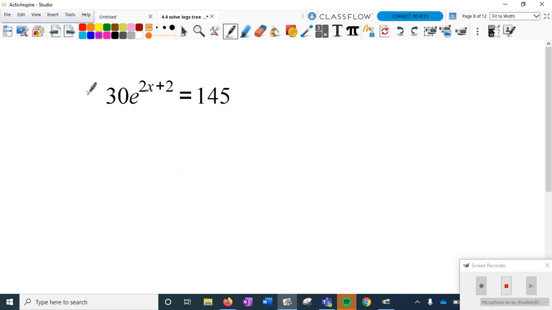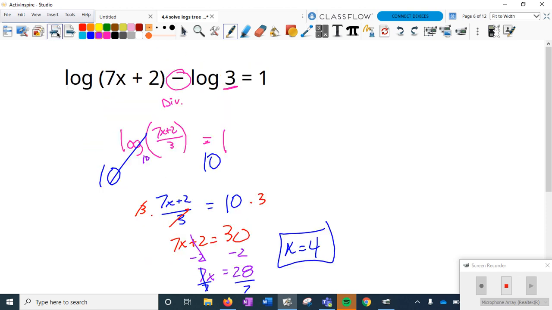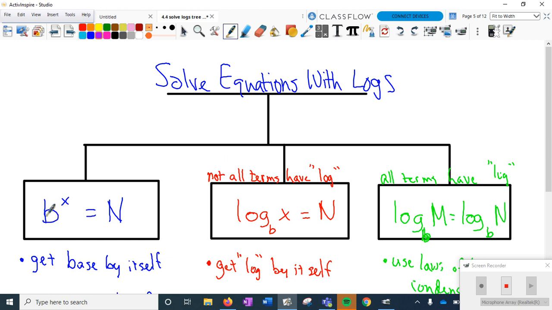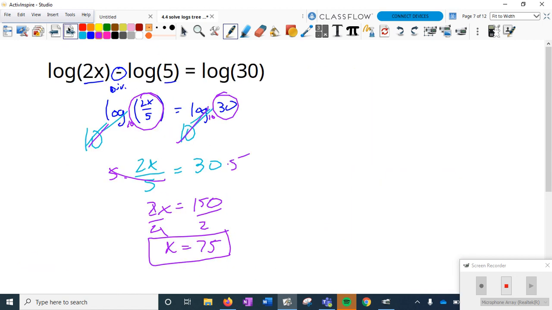I want to do this one because it doesn't have log, and I want to remind you how you're going to do those. Remember, if you don't have log, your job is to get that base by itself. So I just want whatever the base is by itself with x up in the exponent. Okay, so that's what I'm going to do here. I'm going to get that base by itself.